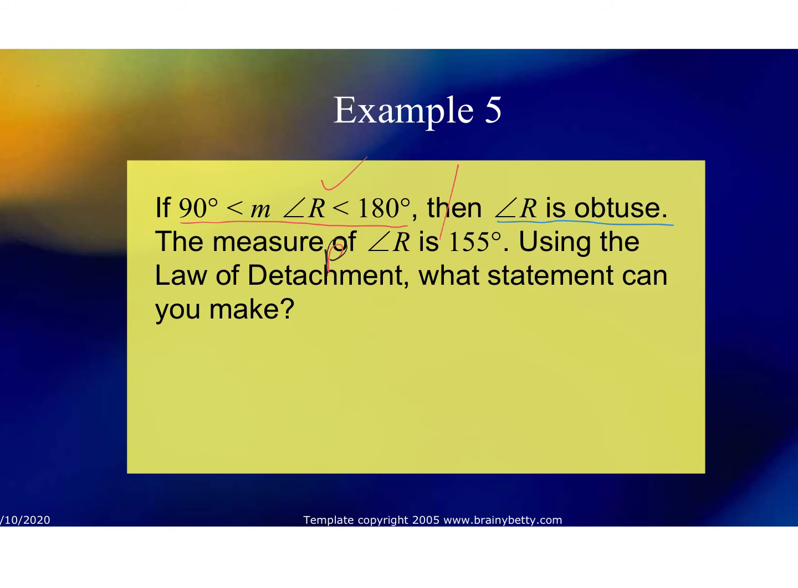Yeah? 155 is obtuse. Try again. Cody? Angle R is obtuse. Angle R is obtuse. Because that was our hypothesis or our conclusion? That was our conclusion. Do you guys agree? So based on the law of detachment, guys, if you're told your hypothesis is correct, if you're told it's true, you can automatically conclude your conclusion.